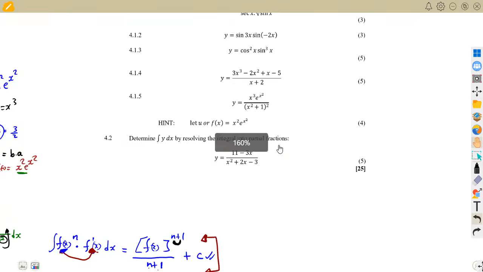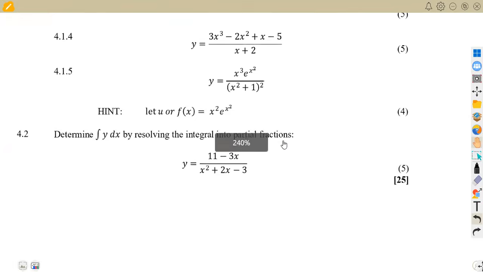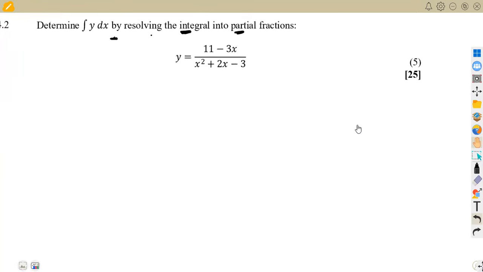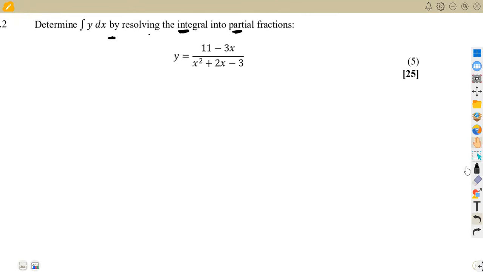All right, let us check the other part of the question on 4.2, where we are asked to integrate this by resolving the integral into partial fractions. There we are told what to do, to use partial fractions in this case. So remember, from our partial fractions, we are supposed to have our denominator being factorized. And also the first thing is to check if our denominator is having the higher exponent than the numerator. So this is actually fine. This is 2, this is 1.